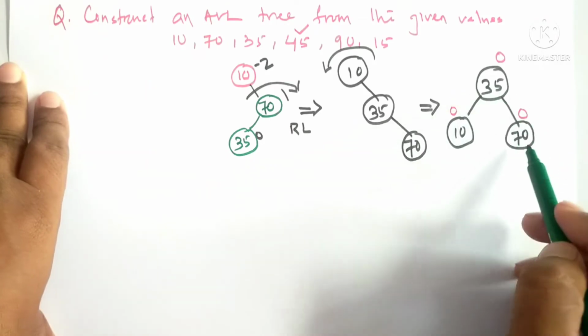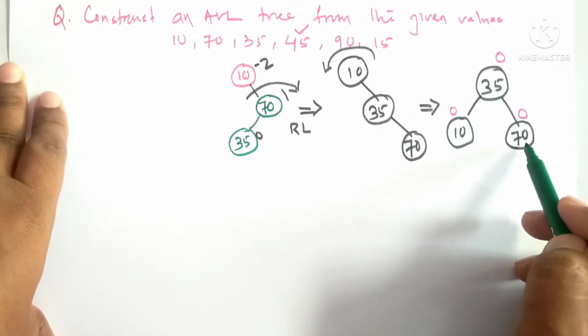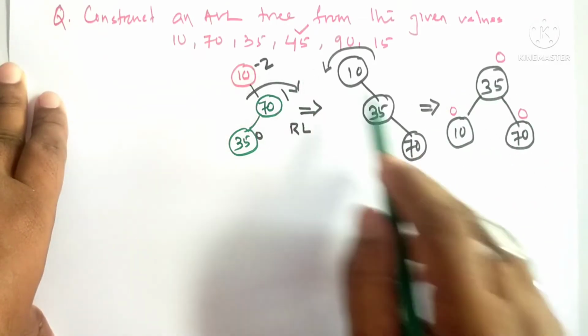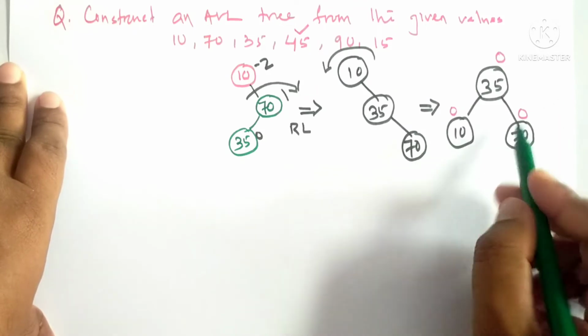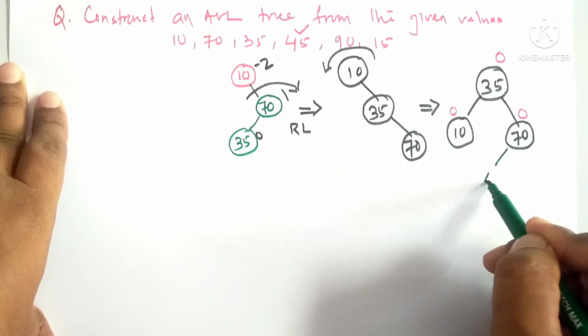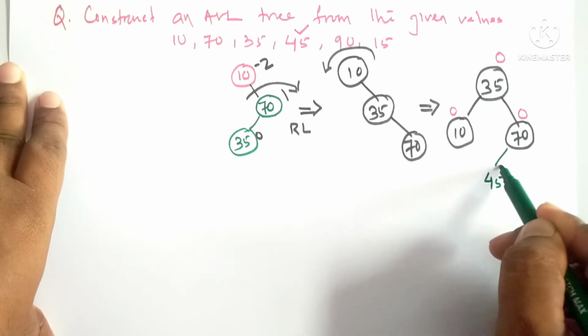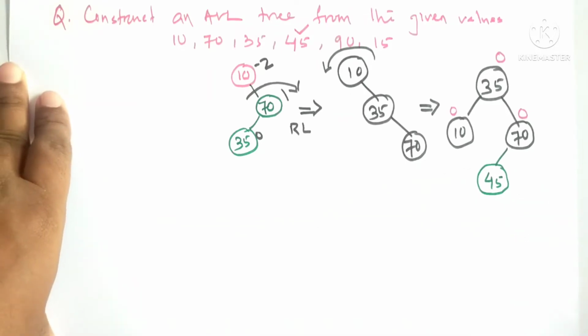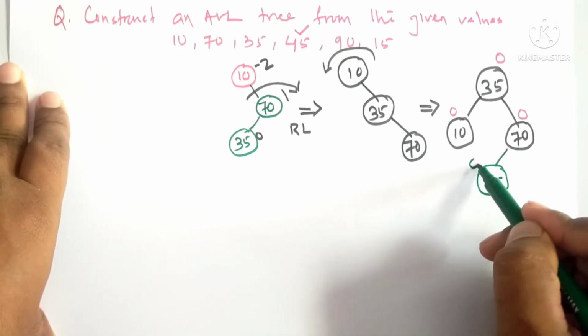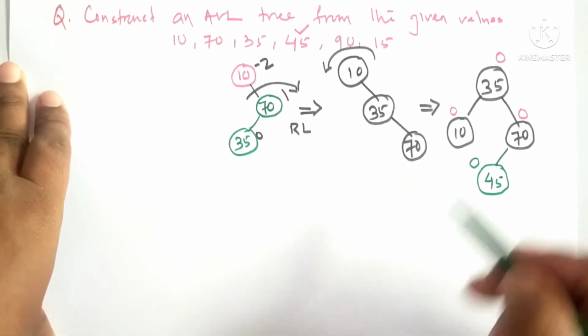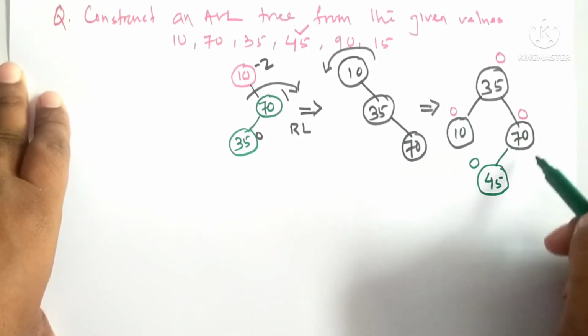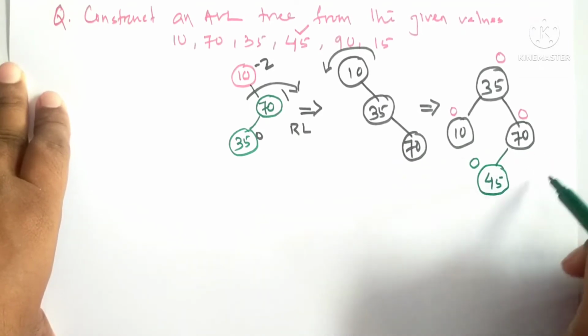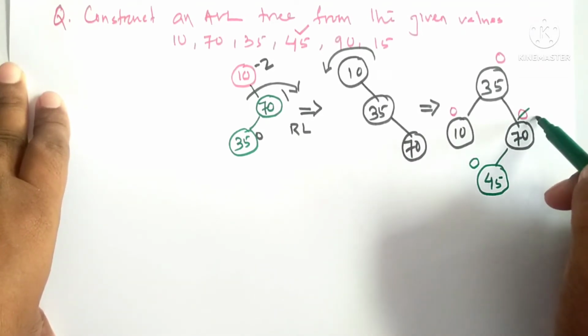45 is greater than 35, so you go to the right side, where the value is 70. 45 is less than 70, so we should place it here. We again have to measure the balance factor. This one is 0, 10's balance factor is 0, and 70's balance factor is how much? Left subtree height is 1, right subtree height is 0, so it is no more 0, it becomes 1.